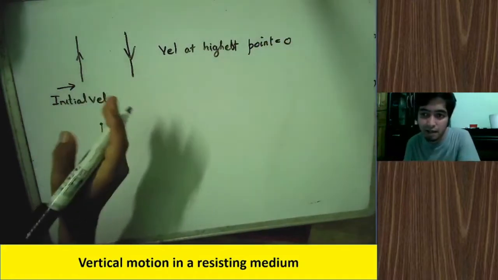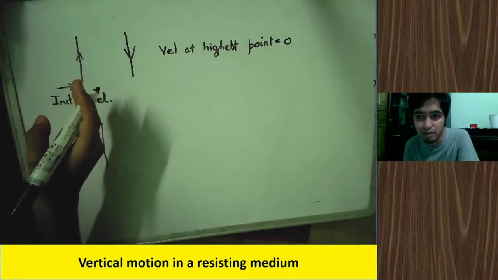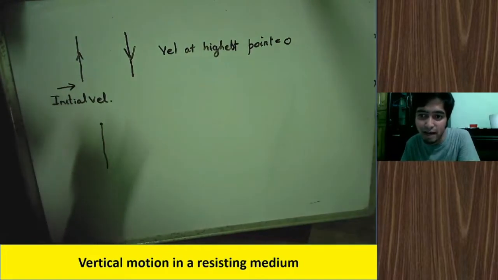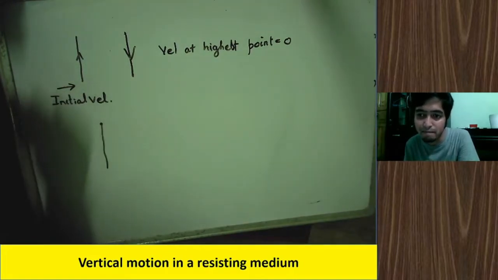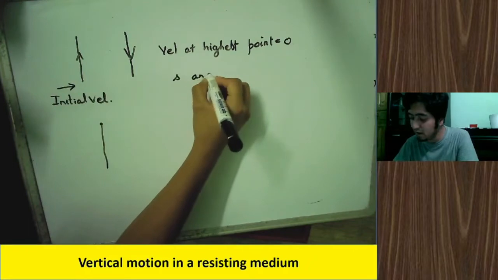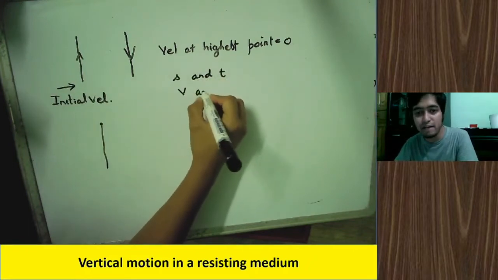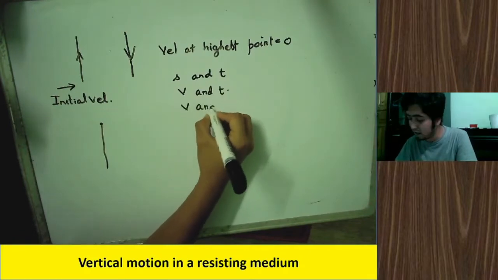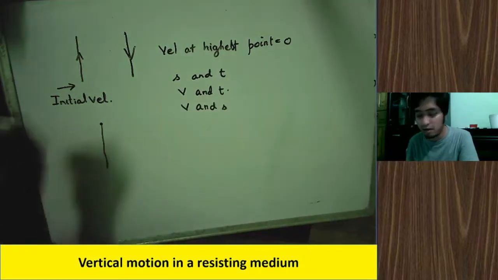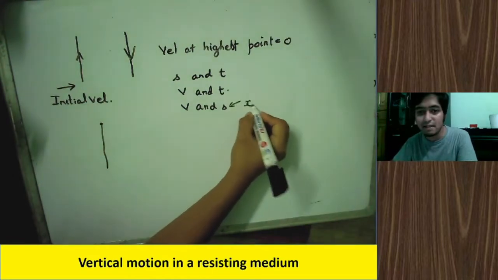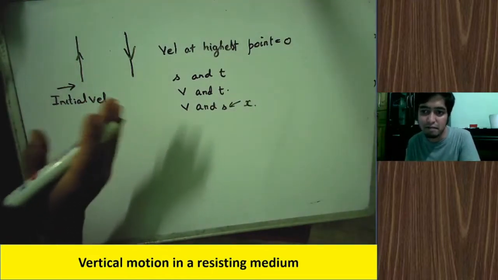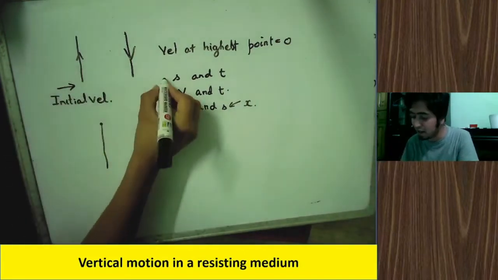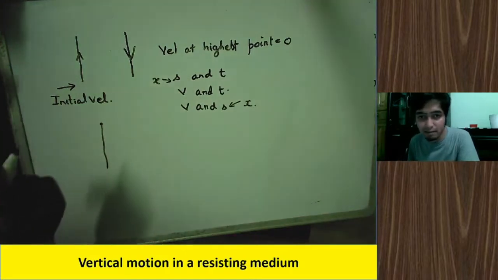So what are the types of problems that we will encounter here? Naturally, we will have to find a relationship between S and T, sometimes between V and T, and sometimes between V and S. You can even use X instead of S, it doesn't matter, but you just have to be very careful that it denotes the displacement.